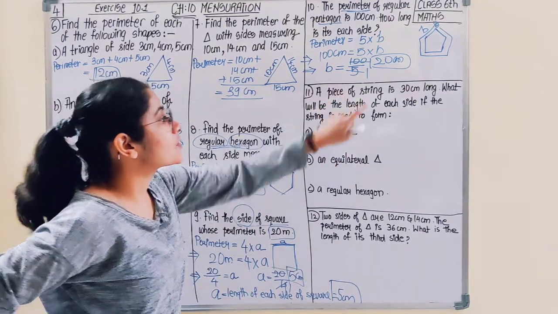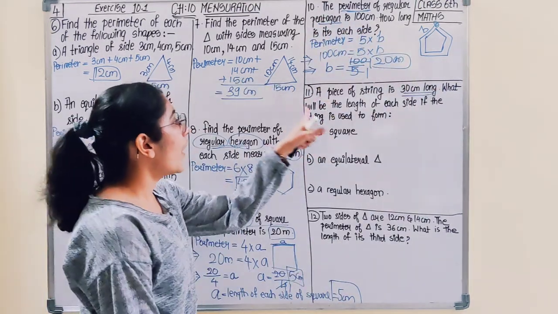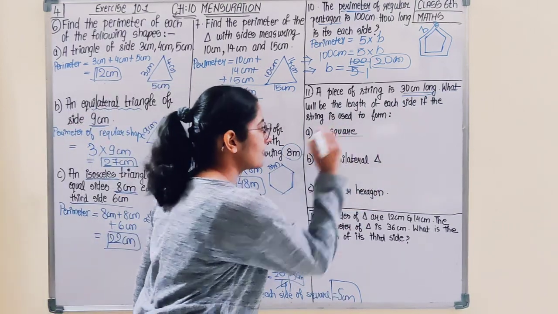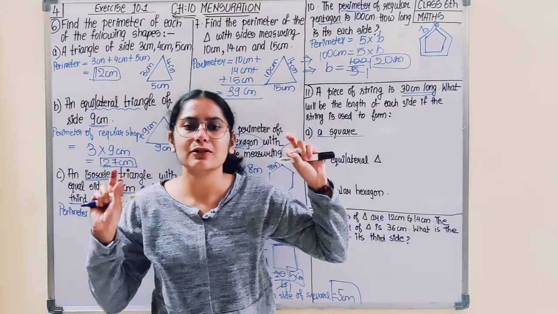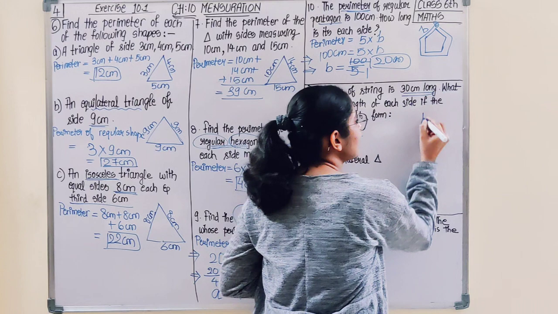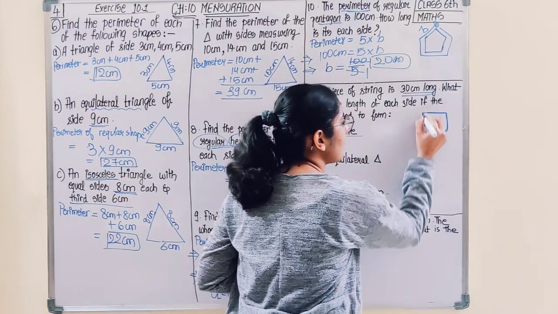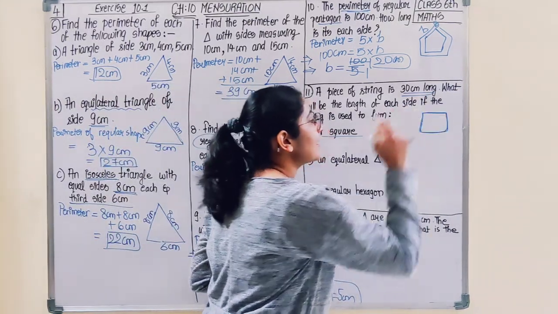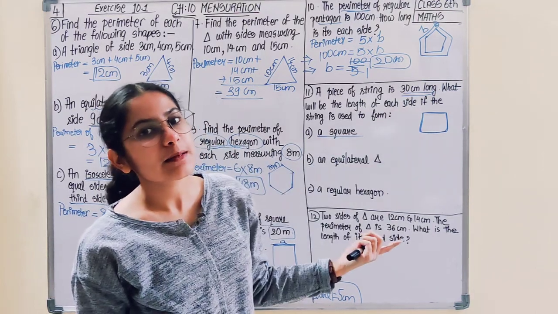A piece of string is 30 centimeter long. What will be the length of each side if the string is used to form a square? मान लो total length हमें दिया 30 centimeter. कि 30 centimeter की तुम्हारे पास string है. उसी string से अब तुम square बनाओ. तो मैं बोलूँ कि ये square का perimeter क्या होगा? तो क्या बोलोगे? 30 centimeter, because the total length of string required to make this square is 30 centimeter.